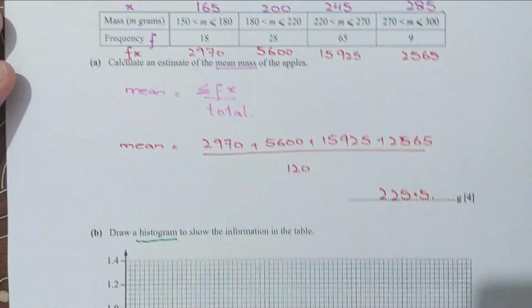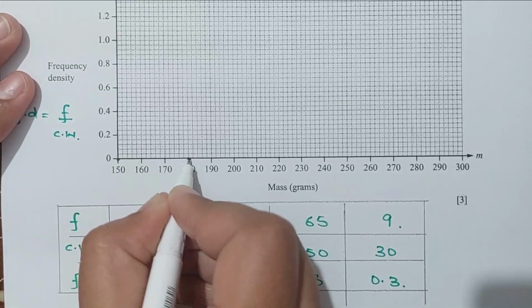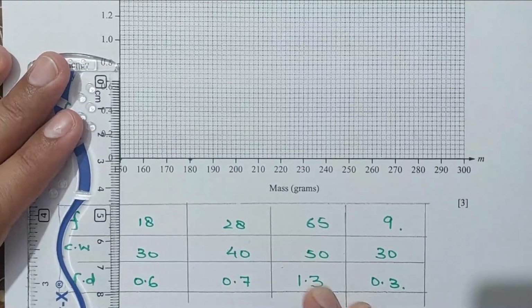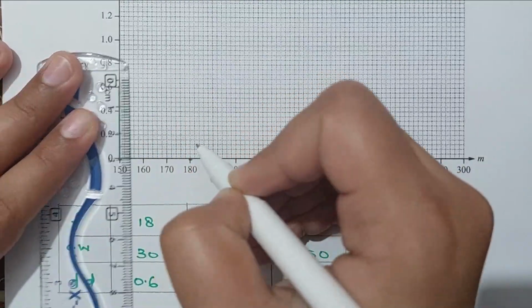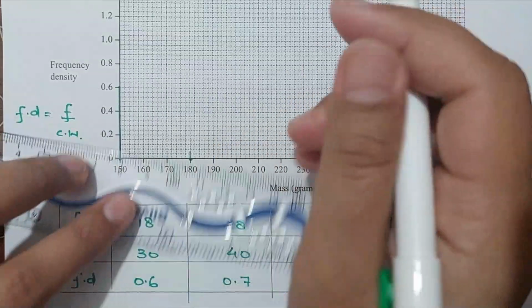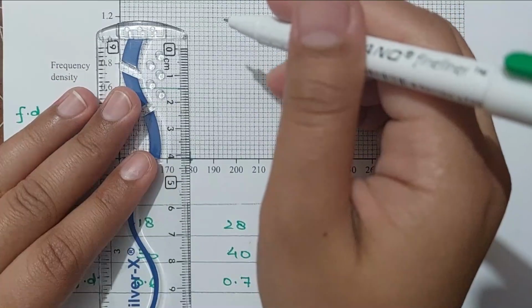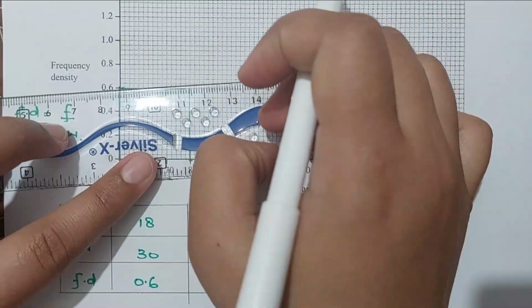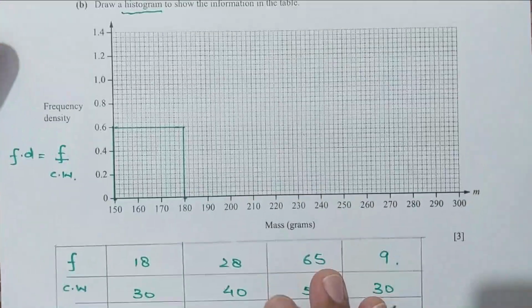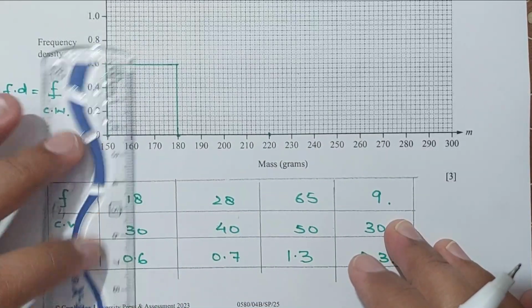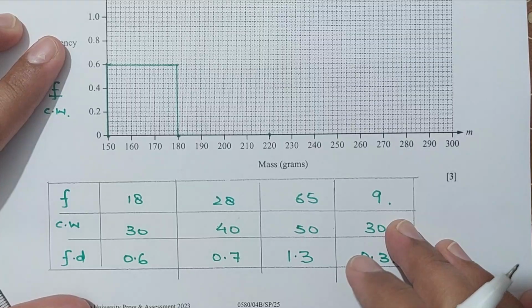Let's draw the histogram. When the mass is between 150 and 180, the frequency density is 0.6. Okay, let me draw the histogram. The 0.6 is over here, till 180. Okay, the next is the 180 to 220 interval. For this interval, it is 0.7, in between 0.6 and 0.8.